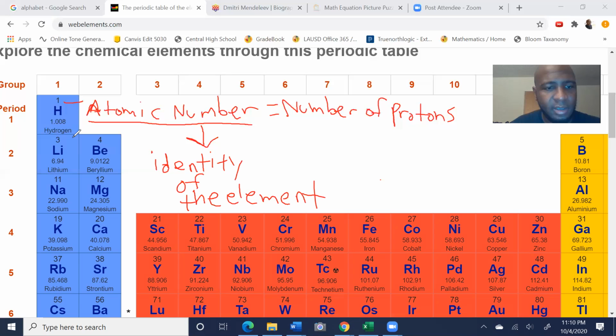As you increase the atomic number, you're going to have a completely different element. But just know that something with 4 protons is always going to be this particular element, beryllium. Something with 11 protons is always going to be sodium, nothing else. So the atomic number, which is the number of protons, is always going to give you the identity of the element.